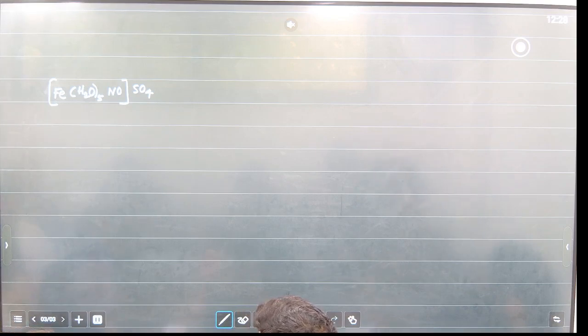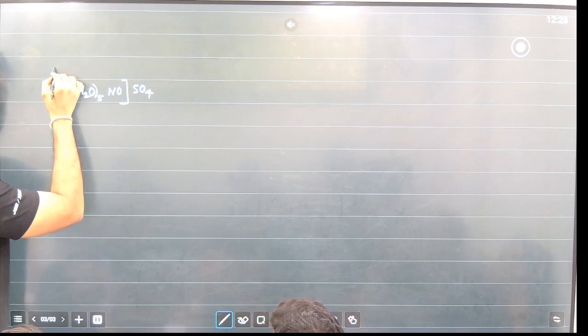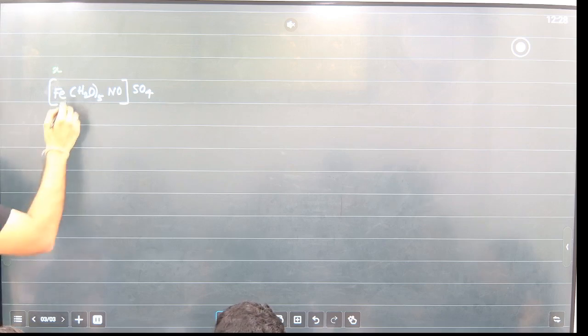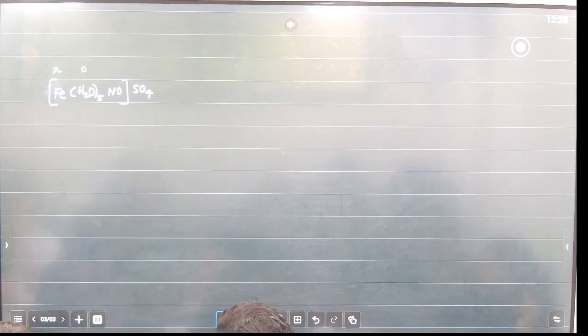Okay, now we will look at this one. Can someone give me a charge on Fe over here? Let that be X. What about H2O? Oxidation number of H2O is 0. Please check for NO. What is NO? Excuse me, nomenclature. NO is nitrosyl. And what is the charge? Is it cationic, anionic or neutral? Anionic.